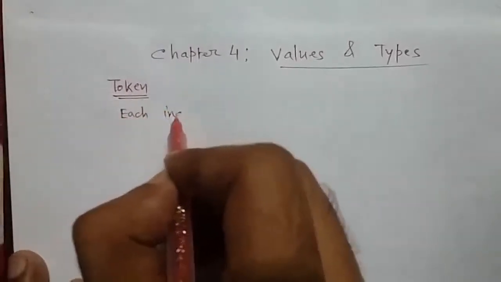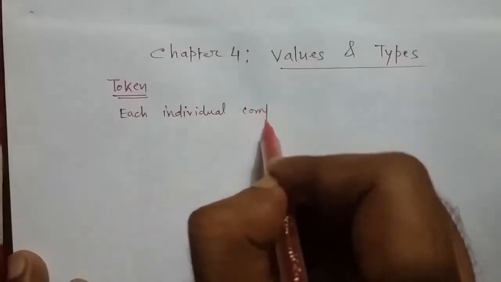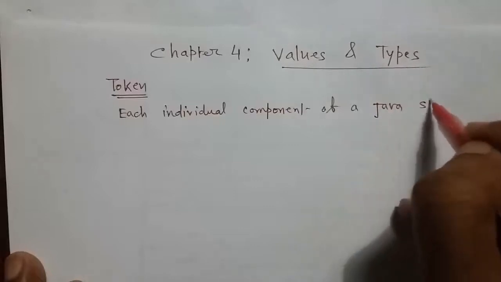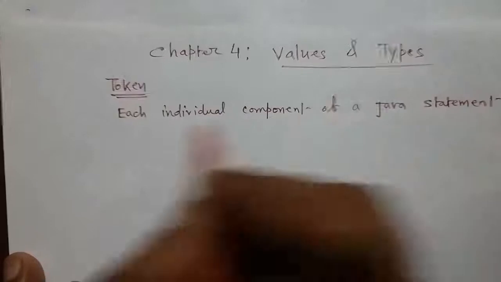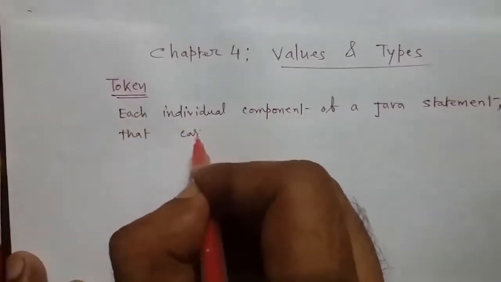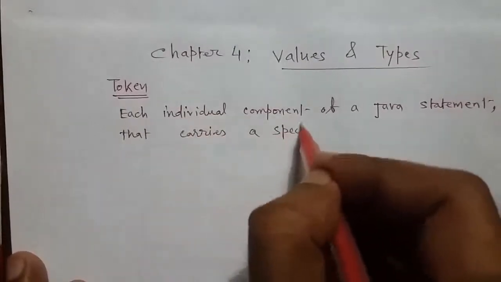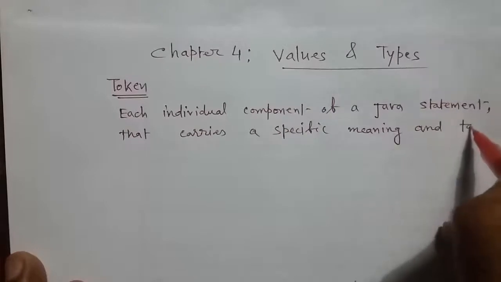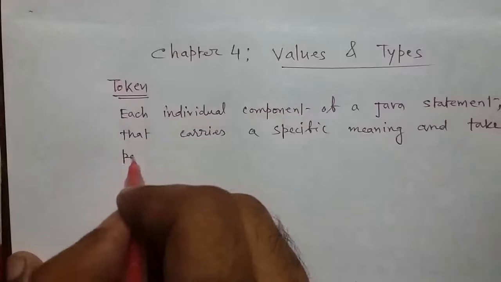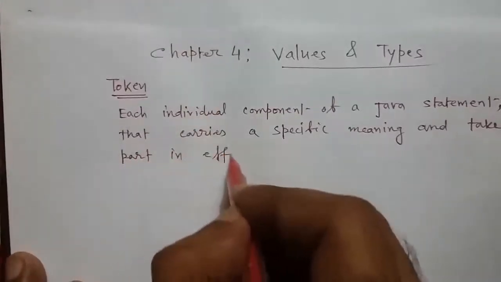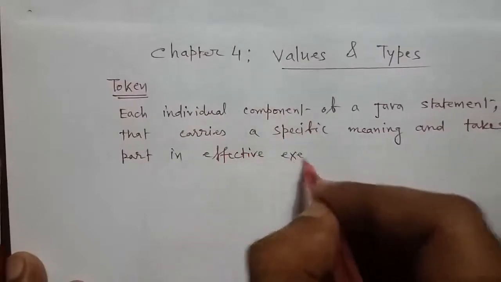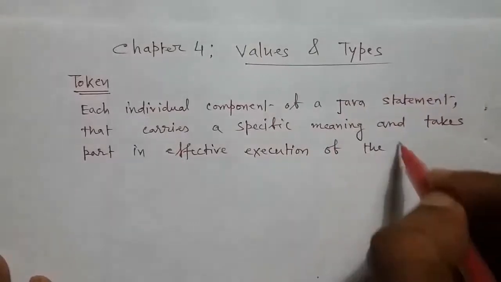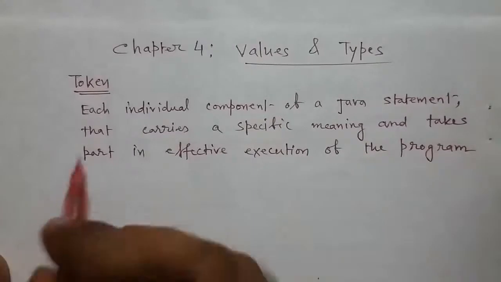Each individual component of a Java statement that carries a specific meaning and takes part in effective execution of the program is known as token.